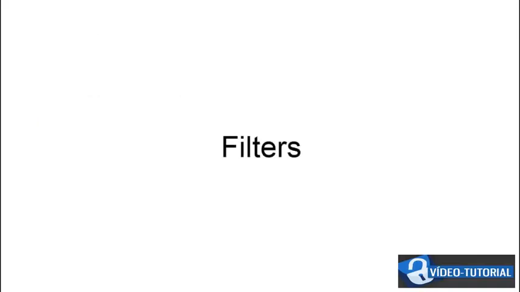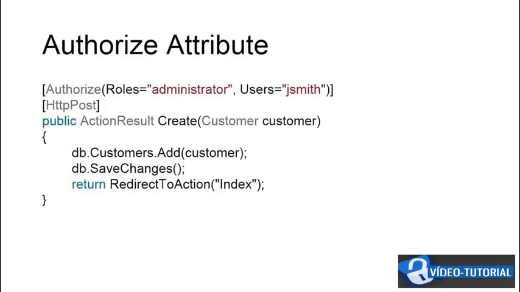Another way you can modify actions in ASP.NET MVC is by using filters. There are several types of filters, and we'll look at some of the more common ones in the order in which they're applied during execution. An authorization filter allows you to specify what users or groups have access to a particular method or controller. One example of an authorization filter is the built-in Authorize attribute.